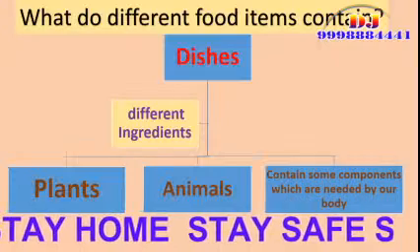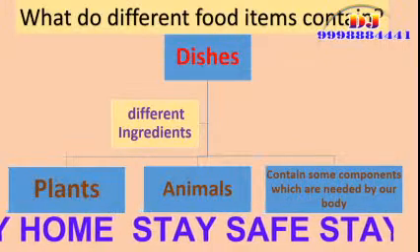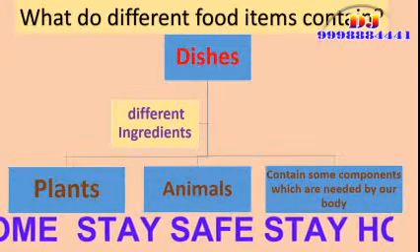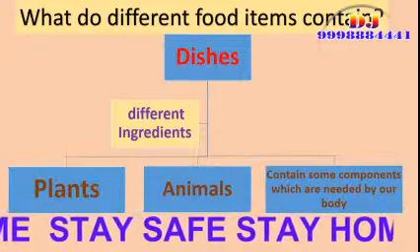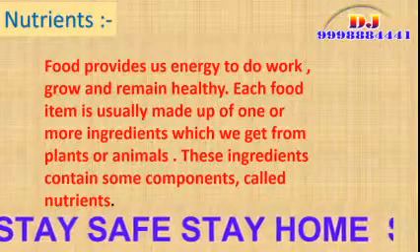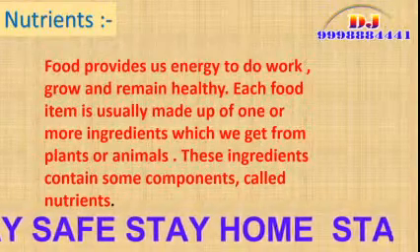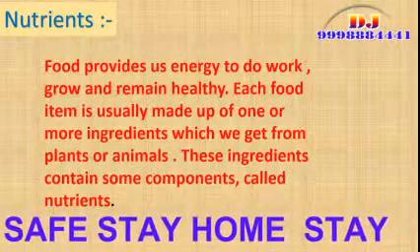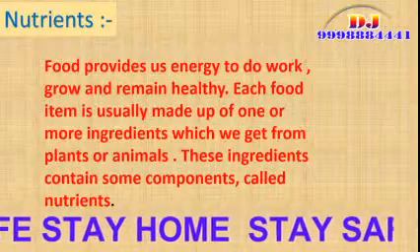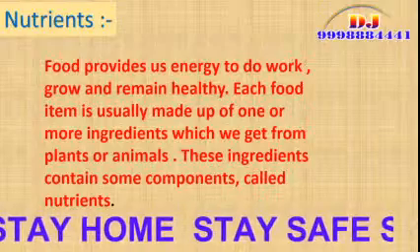It is made of different ingredients, different parts, different things. These different ingredients may be from plants or from animals, or contain some components which are needed by our body. So we know that dishes are made up of different ingredients, either plant products or animal products, or containing some components needed by our body. Is that clear, dear students? Now we will move towards the next topic about nutrients.